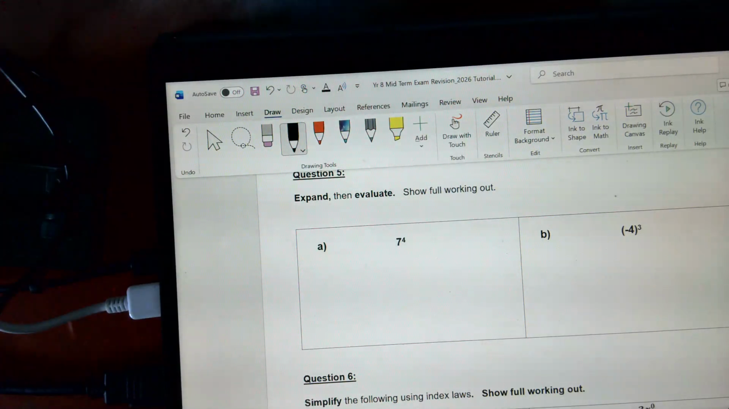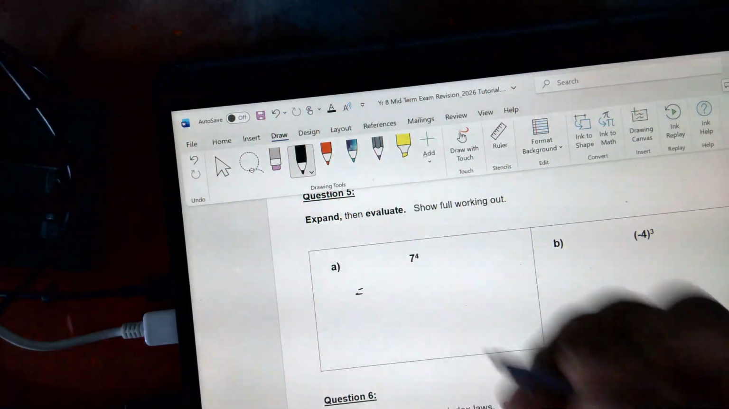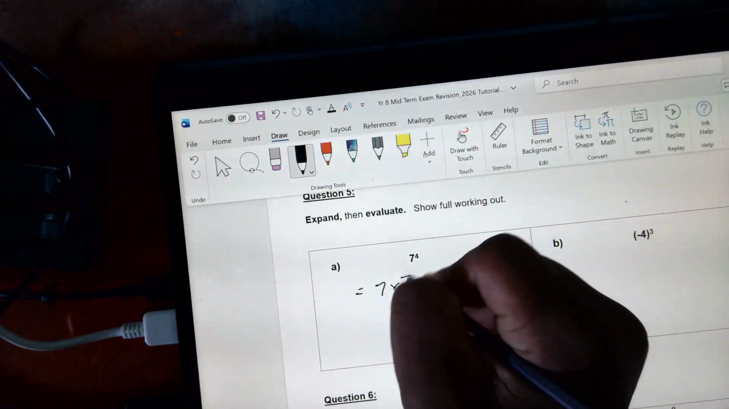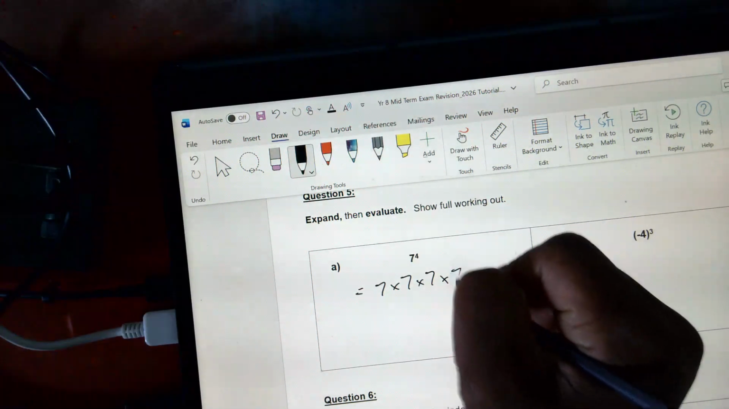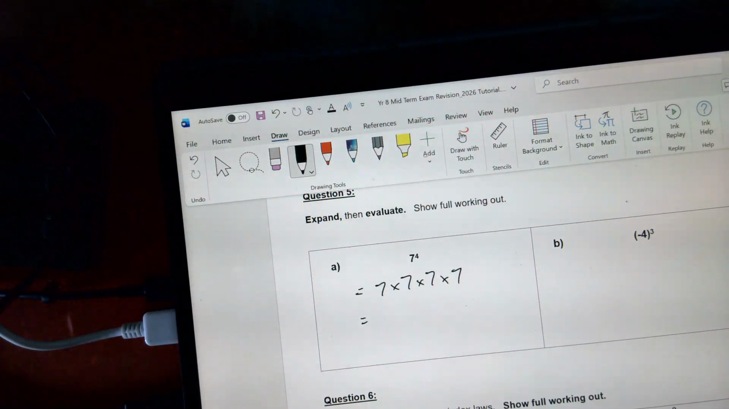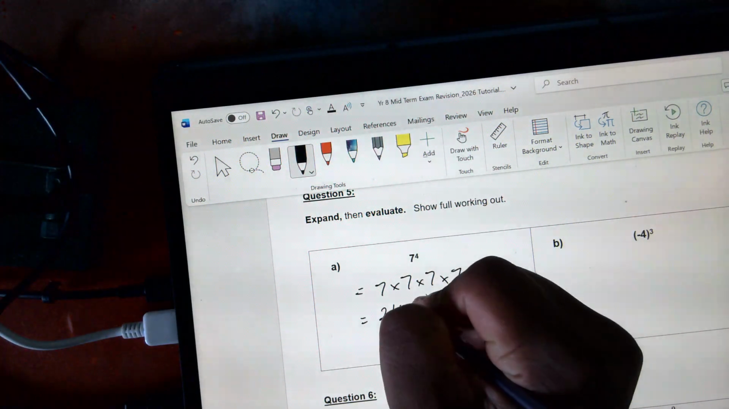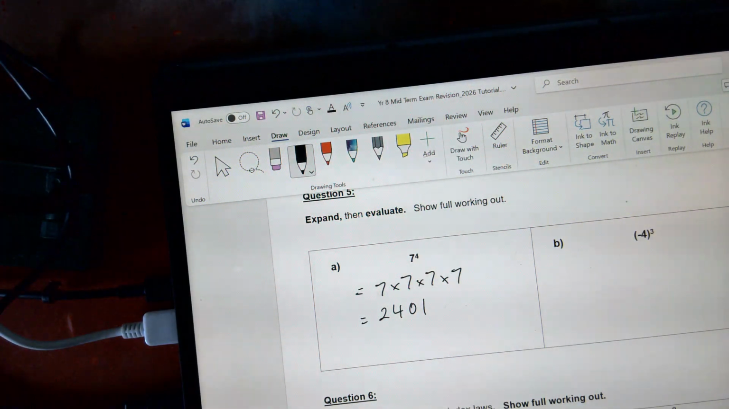Again, we're going to expand and evaluate. Notice that it says evaluate, so I will need an answer on your calculator. So first we got to expand. So 7 to the power 4 means we're going to multiply 7 by itself 4 times. And then we're going to work that out on the calculator and write down our answer. Alright, so when you put that into your calculator, you get 2,401.